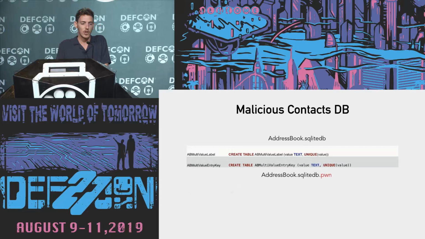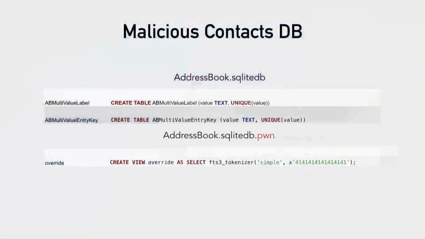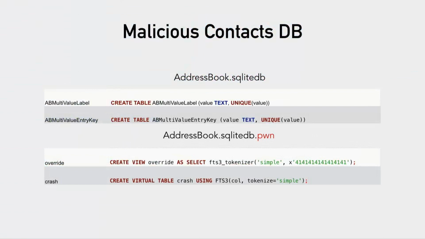That will start with two DDL statements, and you guys are already familiar with them. The first one will override the simple tokenizer with a bunch of A's. The second one will actually trigger it, right? It will start an FTS virtual table and try to construct our malicious tokenizer.